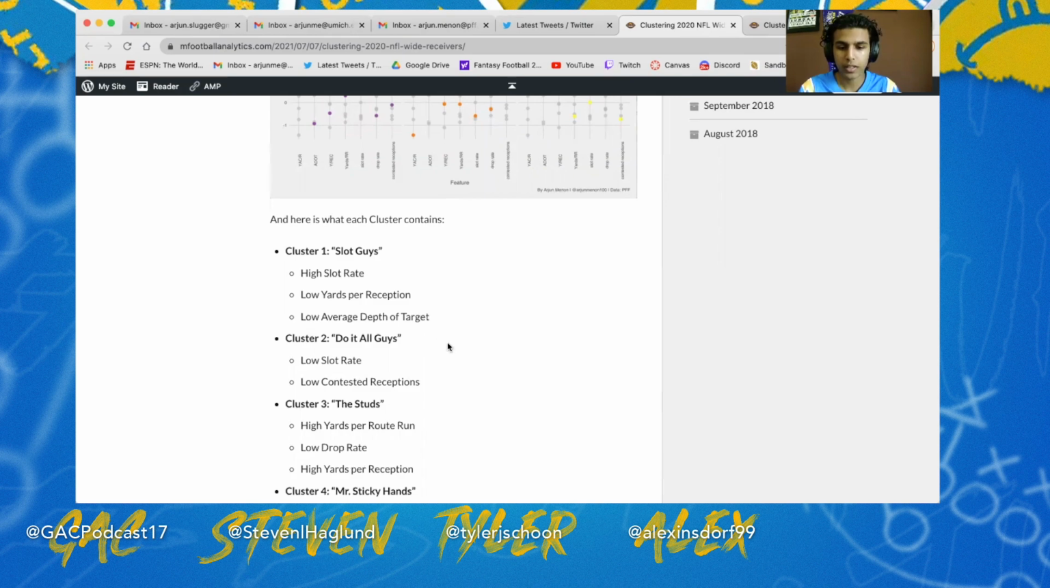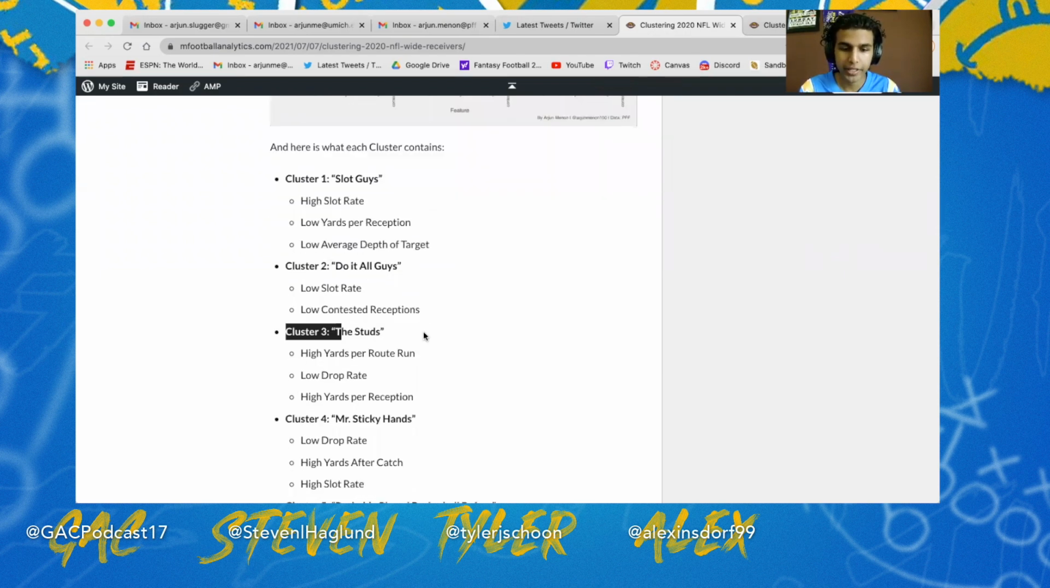Cluster two, they didn't have a real defining feature. I called them the do-it-all guys because they didn't really play in the slot a lot, so they were mostly outside receivers, and they just had a low contested reception. So they weren't really a physical freak in nature. They just did everything at an average level. Cluster three, the studs. The studs had a high yards per route run, so they're super efficient, a low drop rate, so they're reliable, and a high yards per reception. So they're not one-dimensional. You can target them in the short, intermediate, and deep passing game.